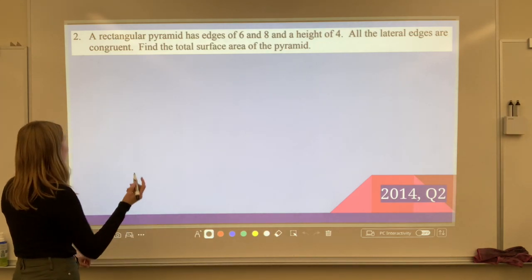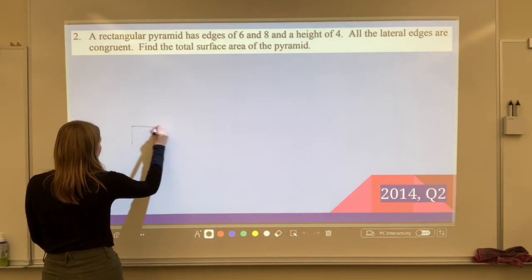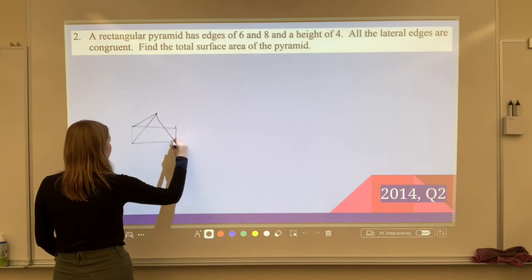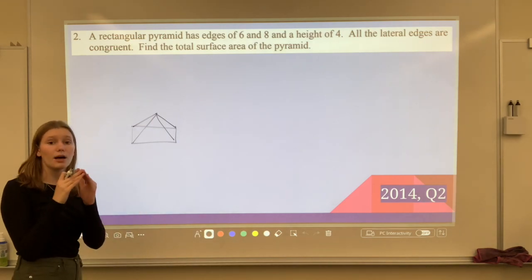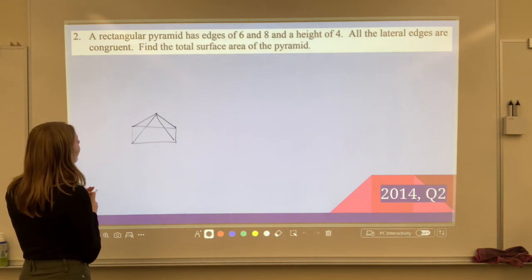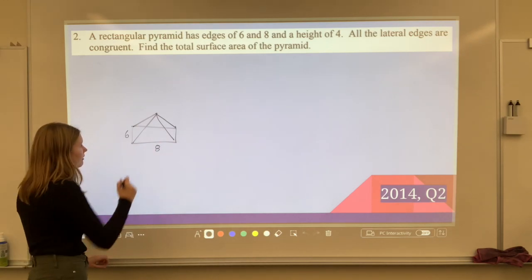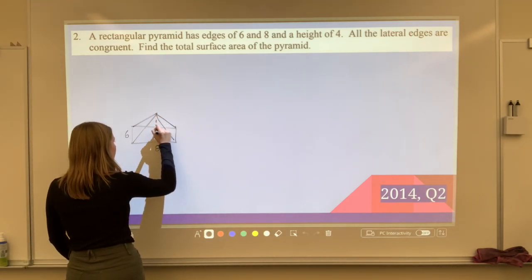So, I'm going to draw this. We have a rectangular pyramid. So all of our sides will meet up in a point at the middle. We have edges of 6 and 8 and we have a height of 4.